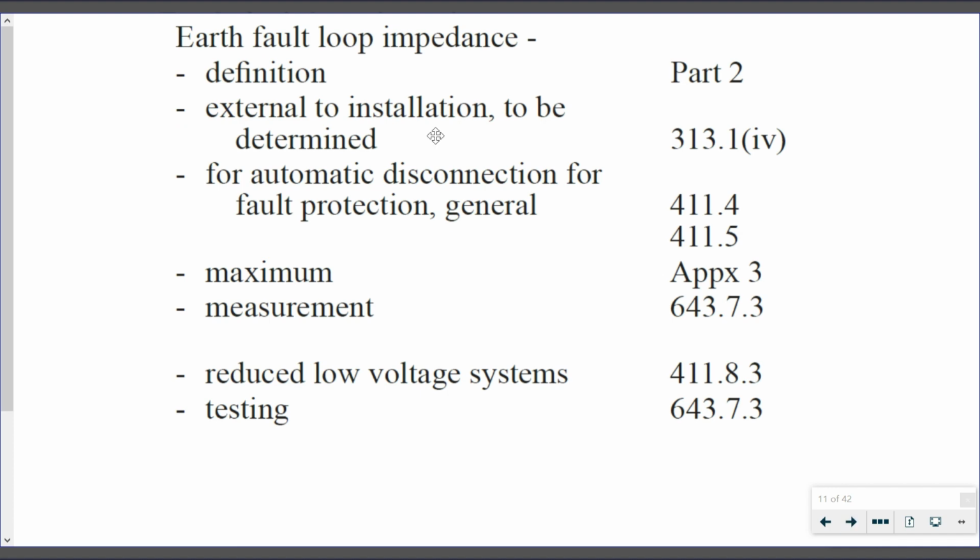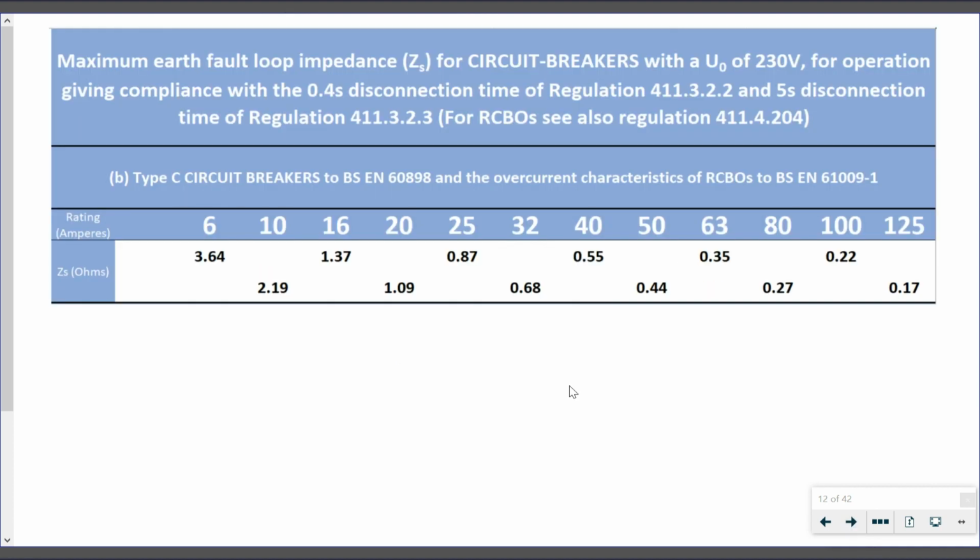So for us, we're going to go into the index and the earth fault loop impedance, and we're going to have a read down. You'll see there the third point down there, it says for automatic disconnection for fault protection, and in general it takes us to 411.4. Okay, so 411.4, that's where we're going, and when we get to 411.4, we should then find table 41.3, which is the maximum earth fault loop impedance values for MCBs. So we have a 32 amp type C MCB, and we've got 0.68 of an ohm there, okay.